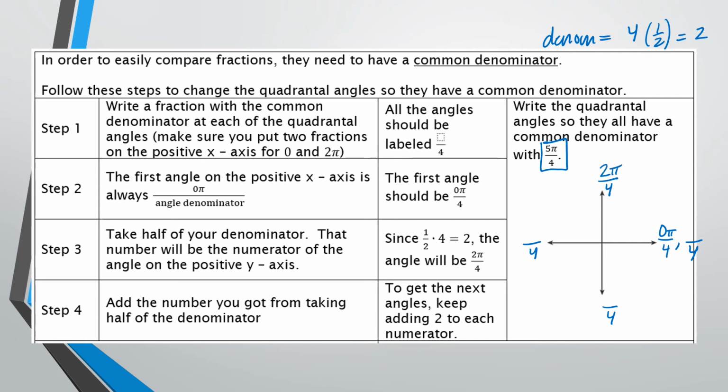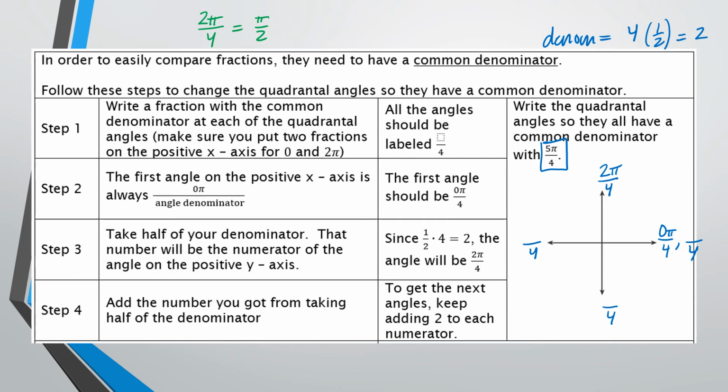And if you think about it, I'm going to do this in green up at the top. If I take 2 pi over 4 and I simplify it, 2 over 4 is 1/2. So it is pi over 2. I'm not actually changing the number, it's just that I'm changing the denominator, so it looks different. All right, so that was step 3.